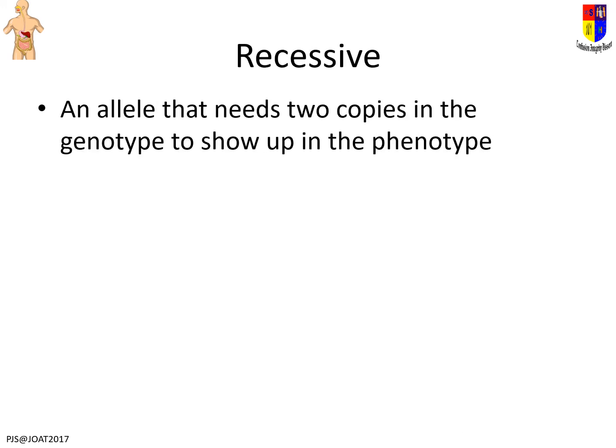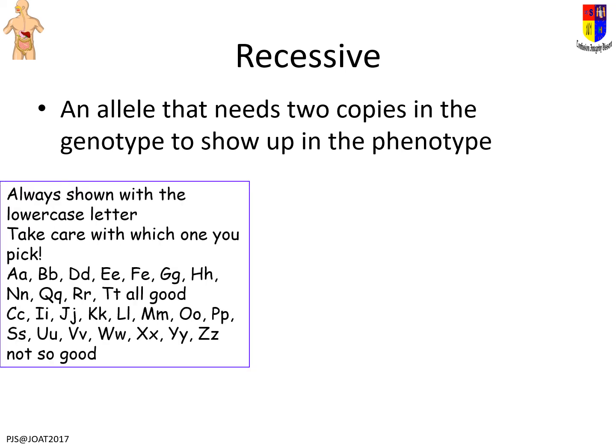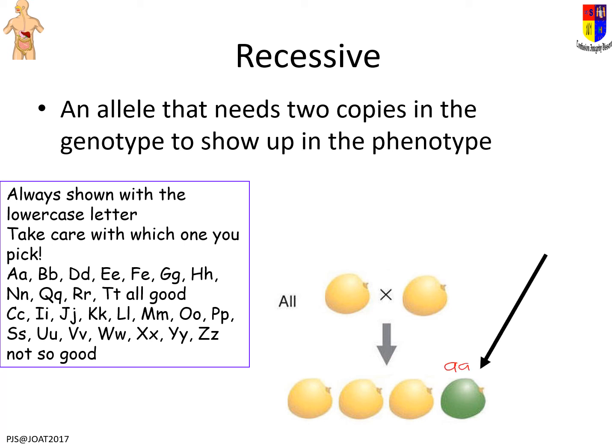So our second type is recessive. And what we mean by that is that this allele, this form of the gene, needs 2 copies in the genotype to show up in the phenotype. So reminder, we would use the right kind of letter and not the dodgy ones. Okay, and this was from our slide a bit earlier. We had all yellows, but the yellows threw up a green. Now that shows you that this one must be recessive.